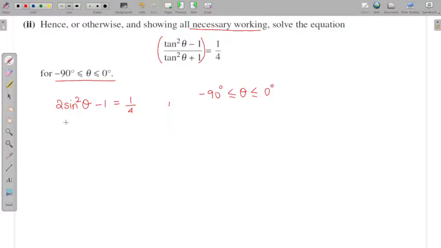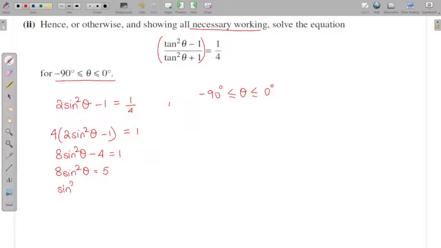So now what we can do is we can take this 4 and multiply it to the left hand side. So 4 into 2 sine squared theta minus 1 is equal to 1. So 8 sine squared theta minus 4 is equal to 1. So now let's take this 4 and bring it to the right hand side. So 8 sine squared theta will now be equal to 5.